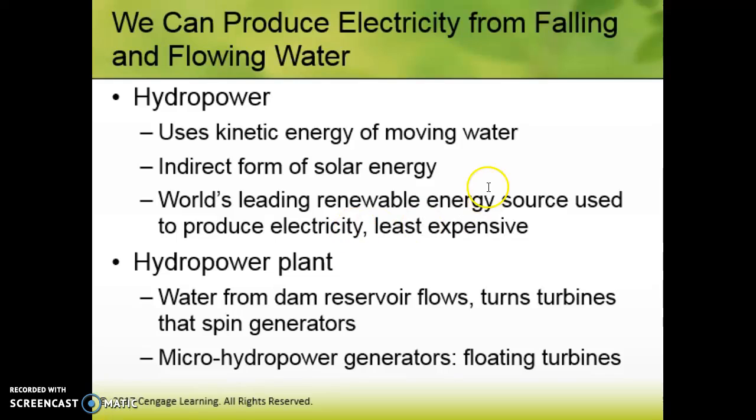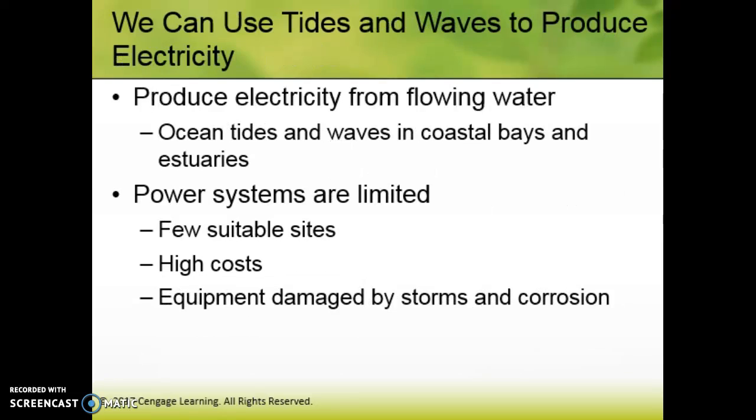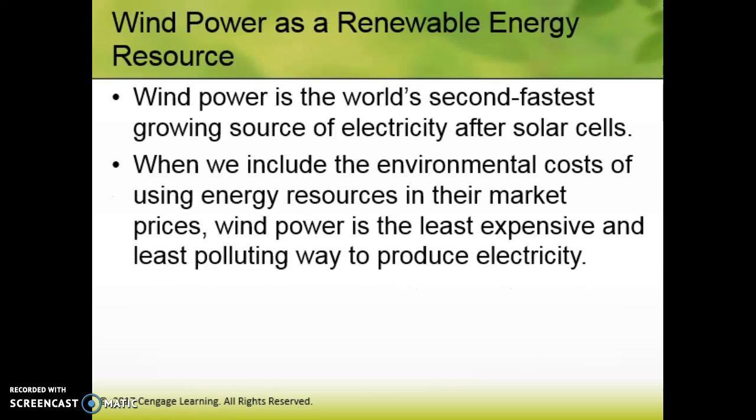So hydropower doesn't necessarily have to be a dam. It could be like an old school water wheel. And we see those all over the developing world today. A hydropower plant is using more of a dam. And there are micro hydropower generators that are like floating turbines. So it's almost like a bobber, like a fishing bobber or a buoy or something like that. I've talked about tidal power and wave power. They're definitely limited because you have to be near a coast to be able to do it. The equipment can be damaged by hurricanes and typhoons and things like that off the coast.